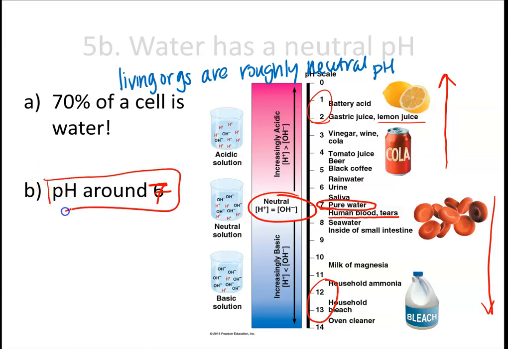So correct your handout, sorry. The pH of water is 7, not 6. Pure water is 7.